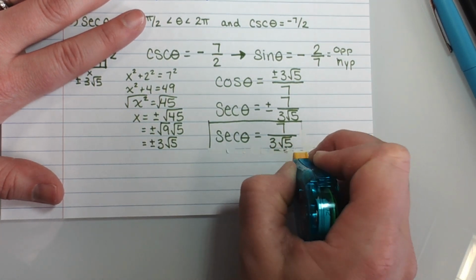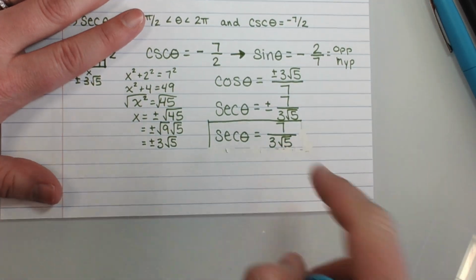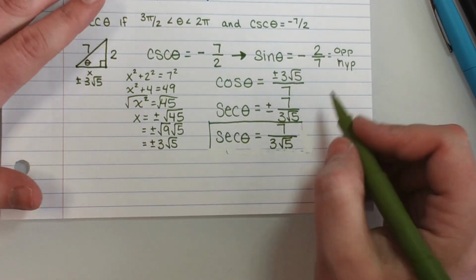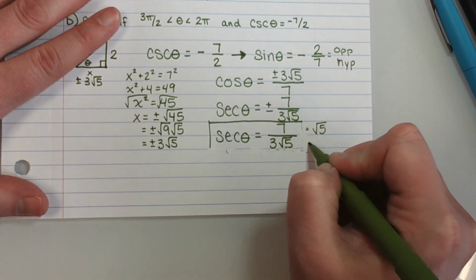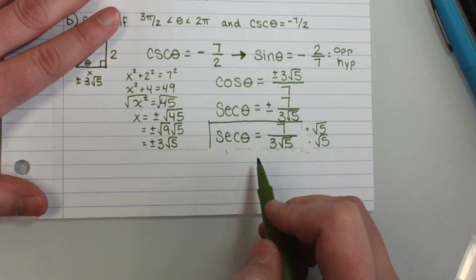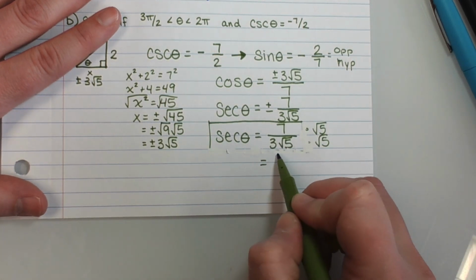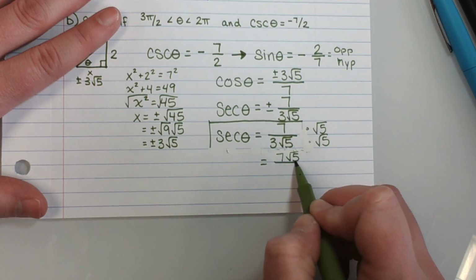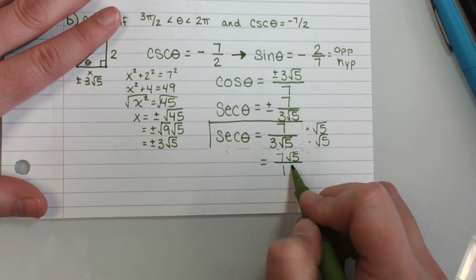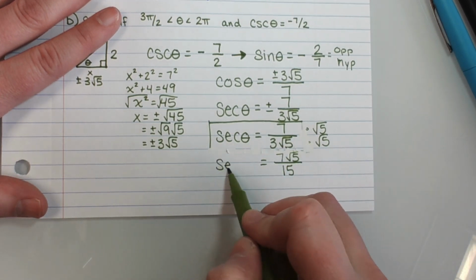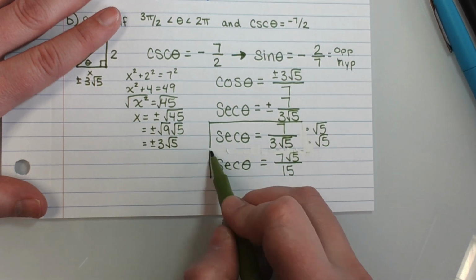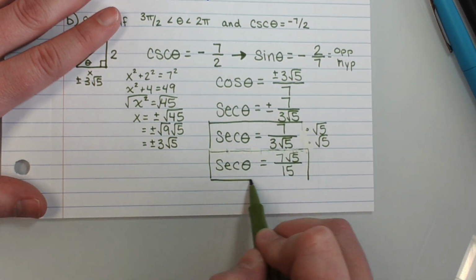Okay, how do I simplify this? Multiply both top and bottom by square root of 5 in order to rationalize the denominator. I get 7 root 5 over 3 times 5, or 15. Can I simplify that? Nope. That's my final answer.